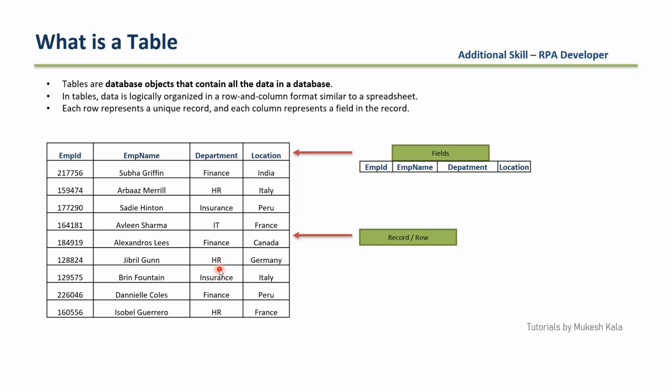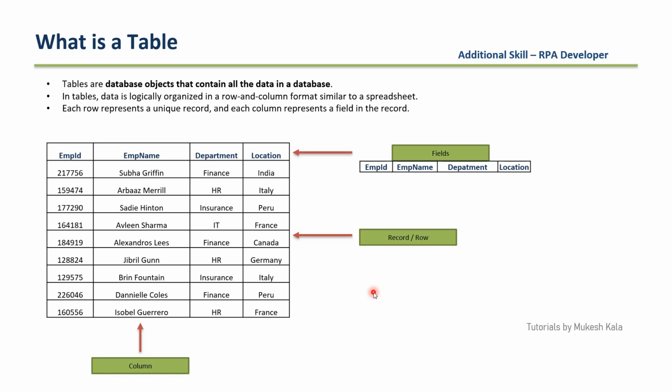Next, all the data in the table is known as a record, or it's also known as the rows. So the first row, second row, third row, fourth row. The data is stored in the form of rows. So 1, 2, 3, 4, 5, 6, like that. These are all referred to as records or sometimes also known as rows.